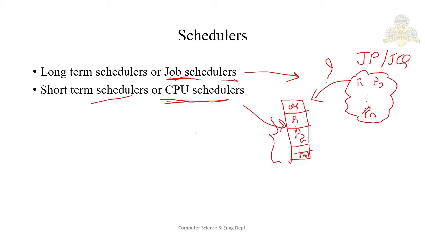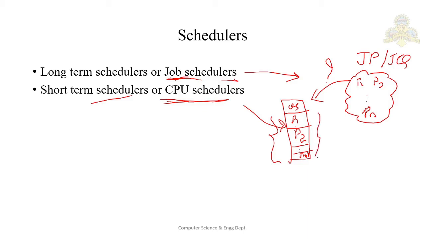Say, suppose your long-term scheduler selects all IO bound processes, then what will happen? In this case, your ready queue will almost be empty. Why? Because whenever a process executes, it goes for IO. The next process would be selected, and again it goes for IO. Likewise, this ready queue would be empty.